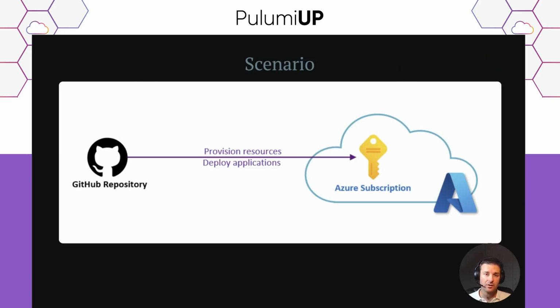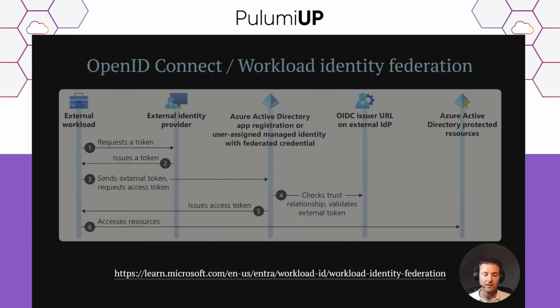The scenario will be quite simple. We will create a GitHub repository, configure it for it to be able to directly provision resources and deploy applications in an Azure subscription. For that, we will use OpenID Connect or workload identity federation. The basic idea is that the pipeline will exchange its GitHub token against an Azure ID or Microsoft Entra ID token. And this way, it will be able to authenticate to Azure to provision resources or deploy applications directly without having to maintain a secret that can expire.